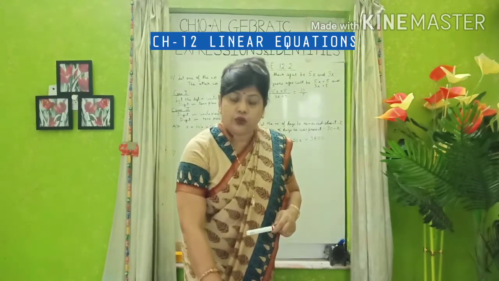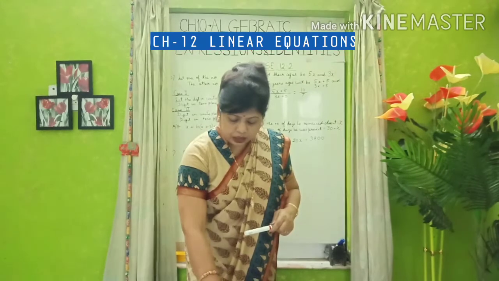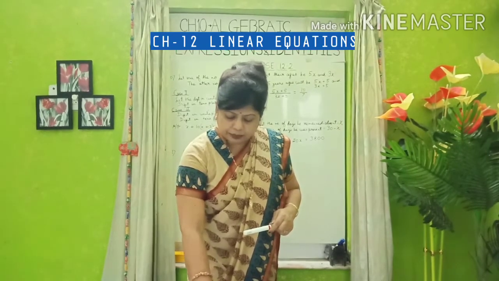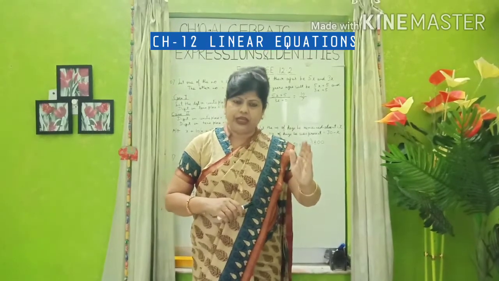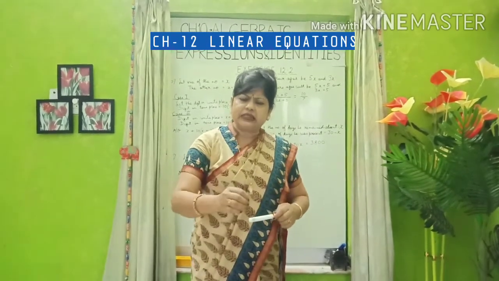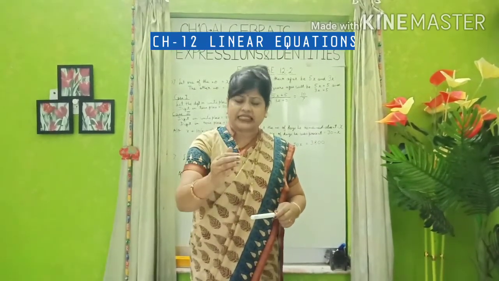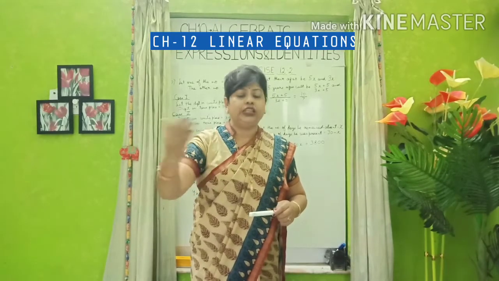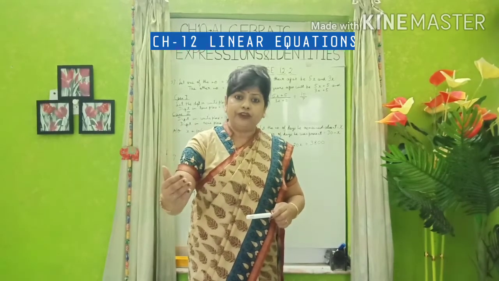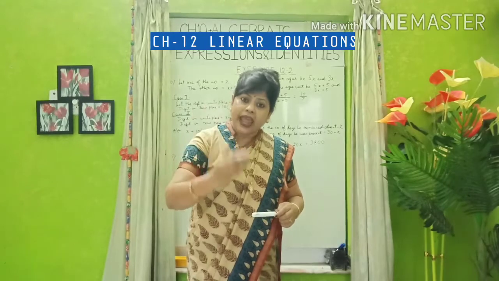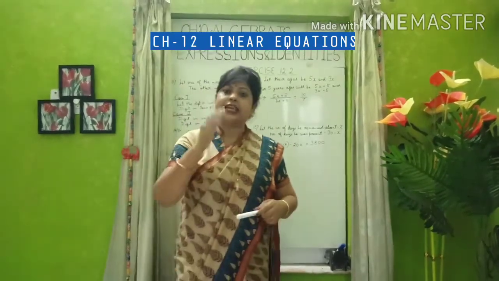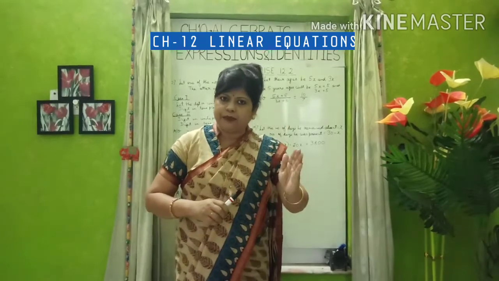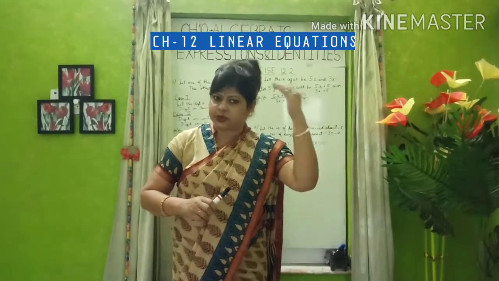Now children, in question number 10 you have the digits of a two-digit number differ by 3. So if they differ by 3, then if I consider the first number as x, then what will be the other number? The other number will be naturally x plus 3 because their difference is 3. So if one of the numbers is x, the other number is x plus 3.